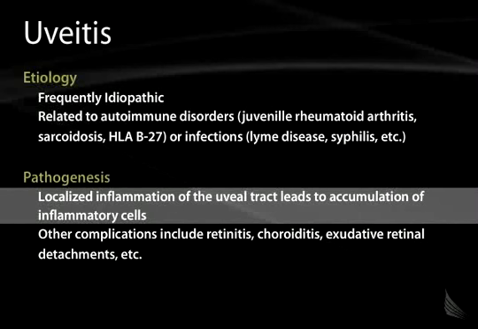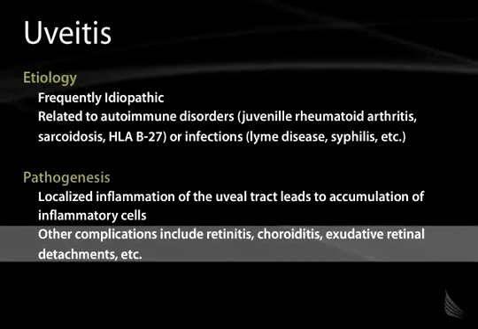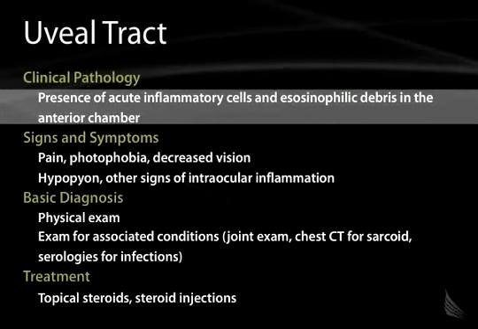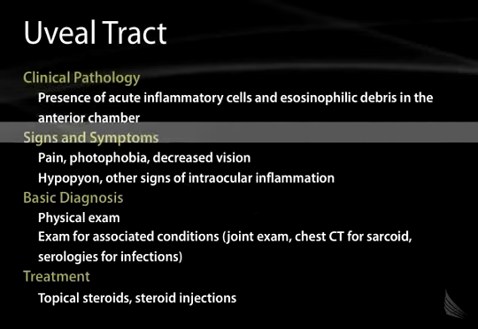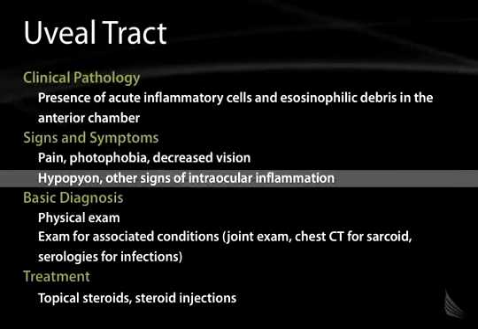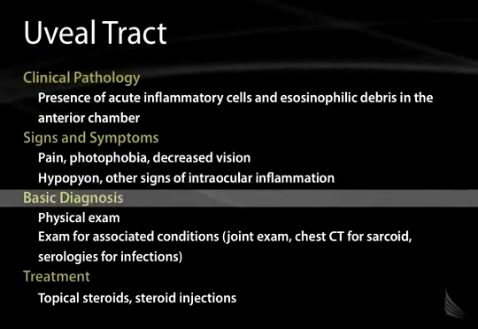It leads to accumulation of inflammatory cells and destruction of normal tissue planes within the eye. Other complications include retinitis, choroiditis, exudative retinal detachments, and other problems related to the chronic inflammation of the uveal tract. Uveitis clinically shows the presence of acute inflammatory cells and eosinophilic debris inside the anterior chamber. Signs and symptoms include pain, photophobia, decreased vision, and a hypopyon and other signs of chronic intraocular inflammation.